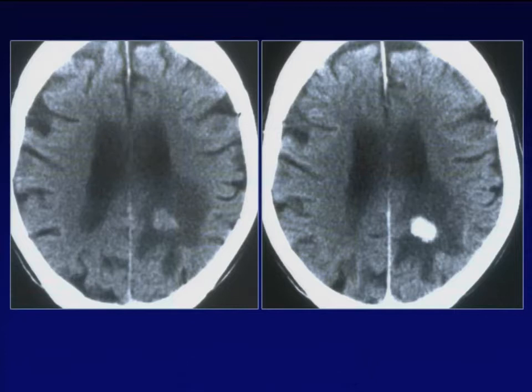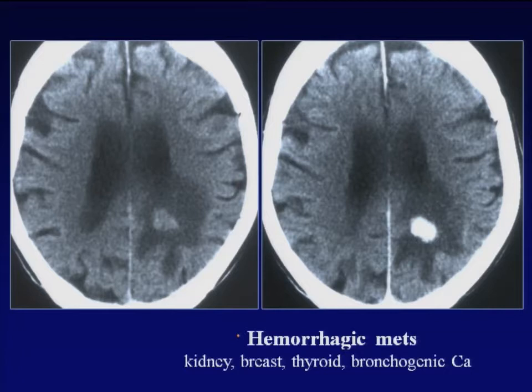Sometimes we may have metastatic disease, this is pre and post contrast CT, and we have hemorrhage, and we have typical hemorrhagic metastatic disease from kidney, breast, thyroid, and bronchogenic carcinoma. Hematogenous hemorrhagic metastatic disease.